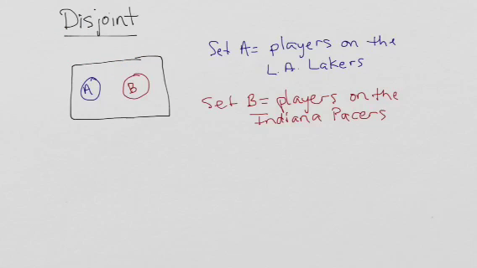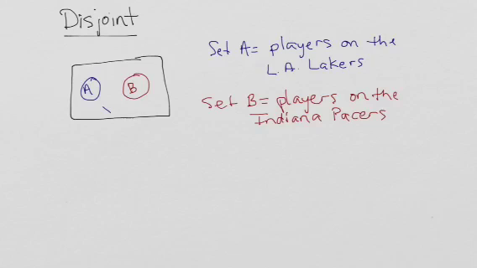The second type of Venn diagram we're going to look at is called a disjoint, and that's essentially when the two sets have absolutely no members in common whatsoever. They do not overlap, they do not touch, they're not inside of each other. So an example would be that set A would be the players on the Los Angeles Lakers basketball team, and set B would be players on the Indiana Pacers basketball team. They should not have anybody that's on both teams at the same time. That'd be really awkward and probably against a whole bunch of rules. So the two circles are completely separated.